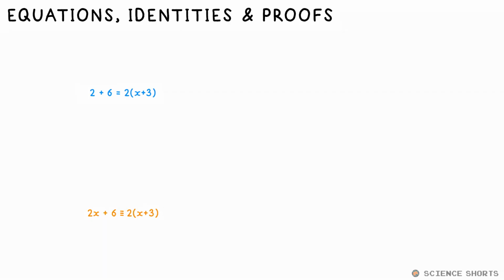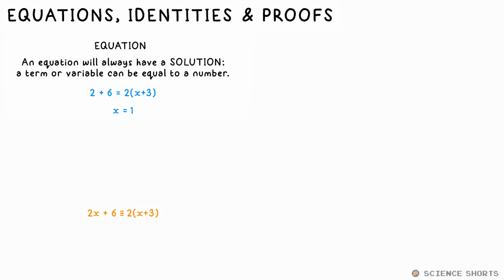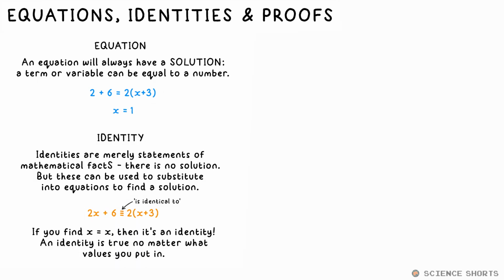These both look like equations, don't they? But there is a subtle yet important difference. The first is an actual equation that has a solution you can solve for x equals whatever. An identity, though, is always true no matter what values are used. For example, 2x plus 6 equals 2 times x plus 3. This is just a statement of a mathematical fact.